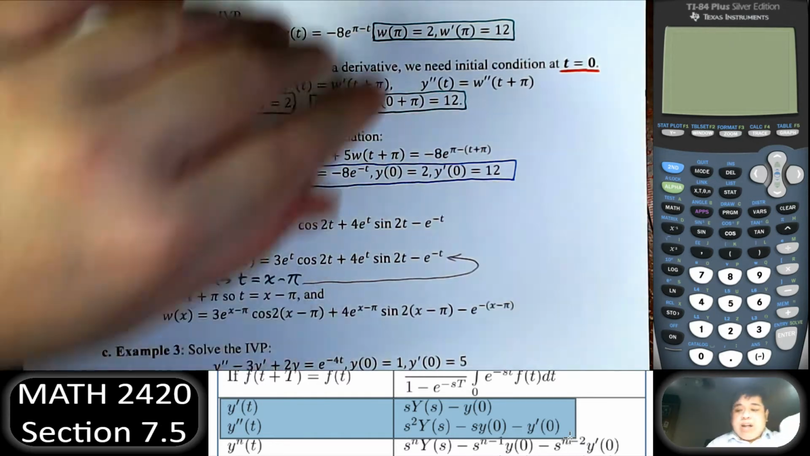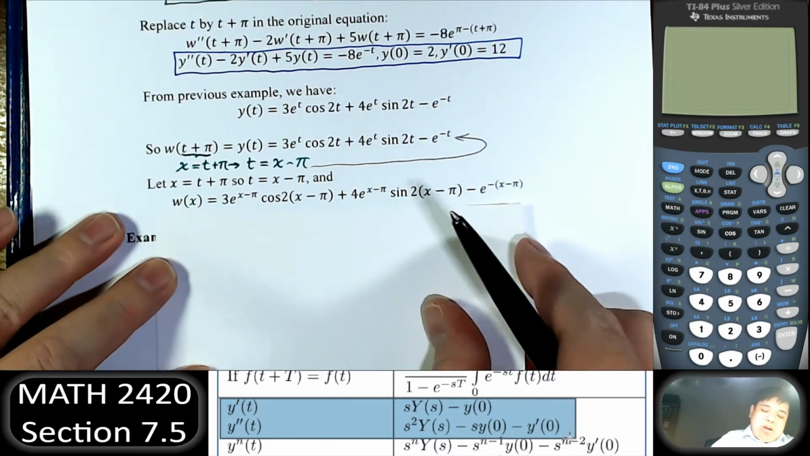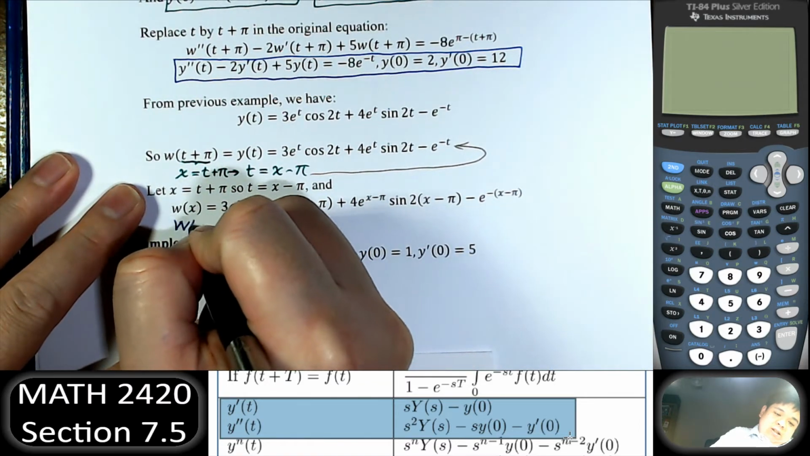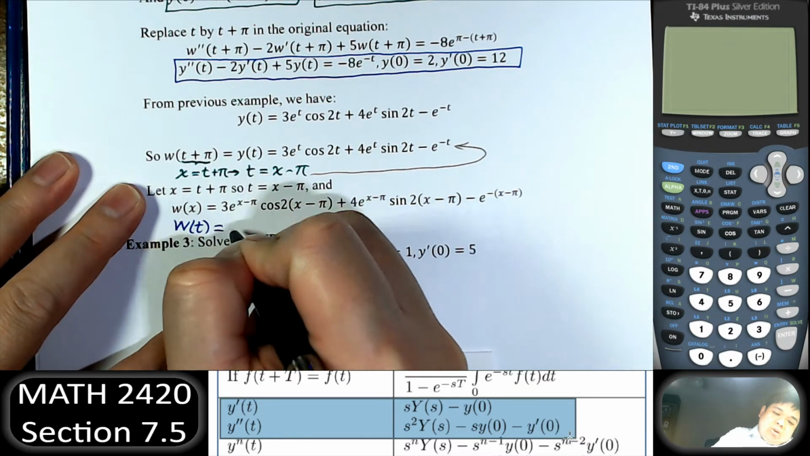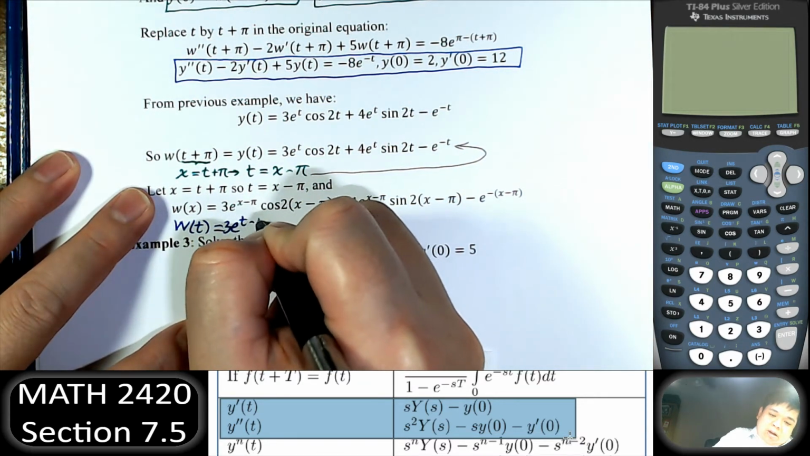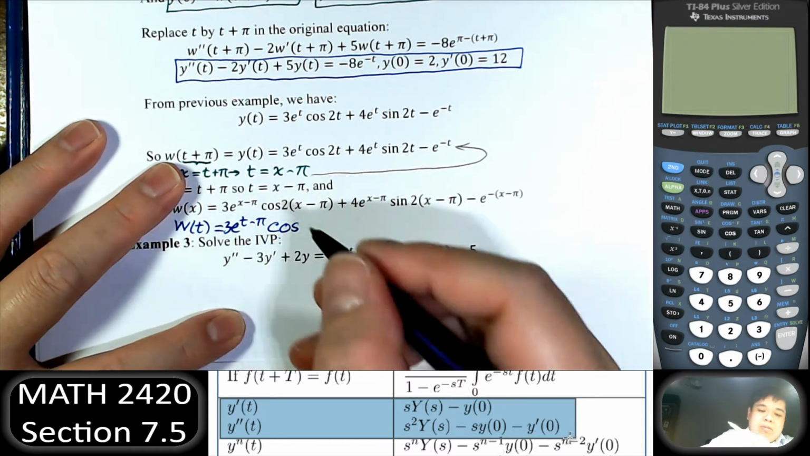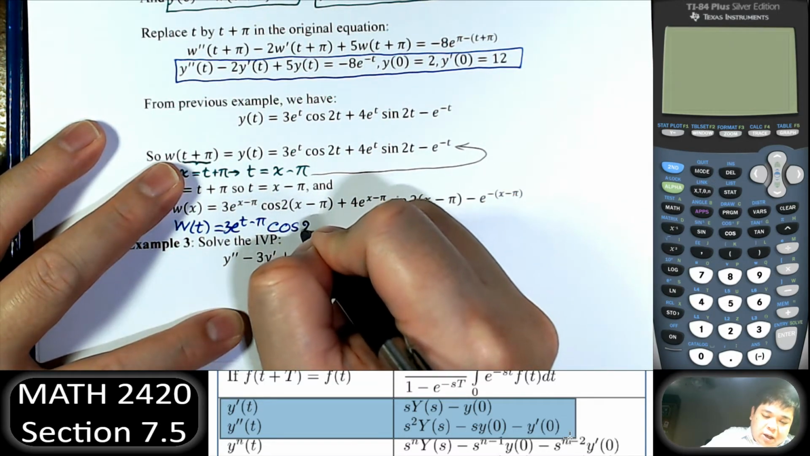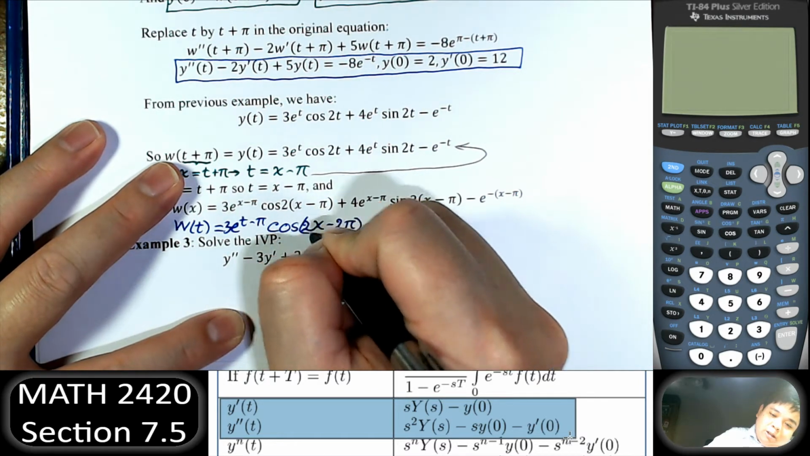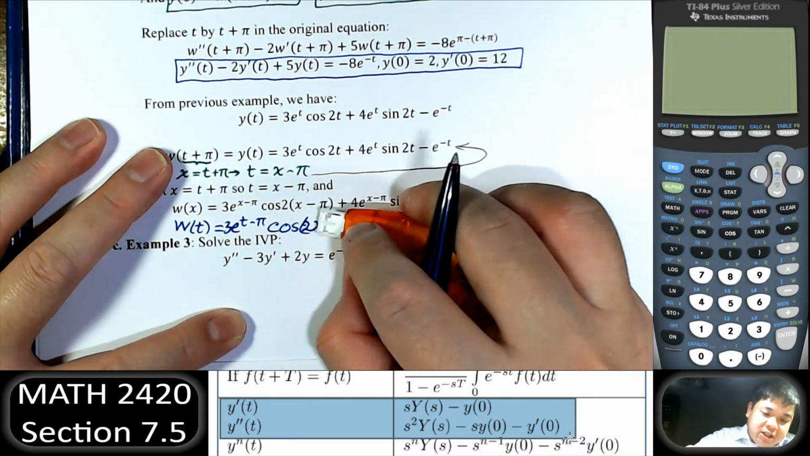Right. Actually, that is the solution. But if we want to, we can write the equation in terms of t. Now just change back into t. 3 e to the t minus pi cosine of 2t minus 2 pi plus 4. I mean, there's no more x, there's just t.